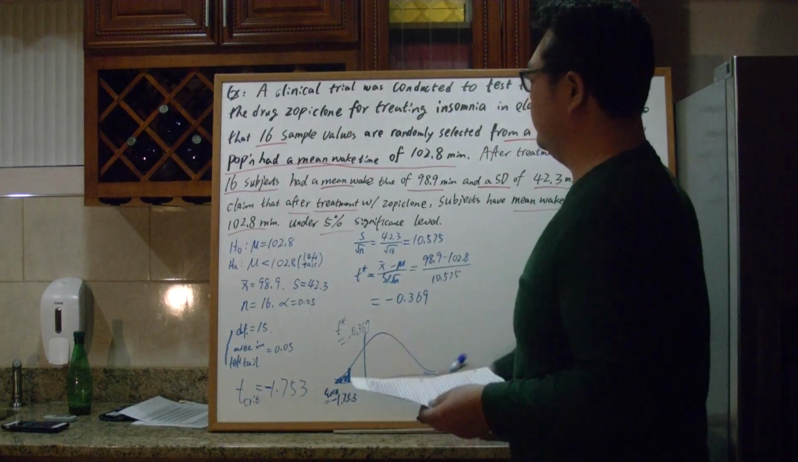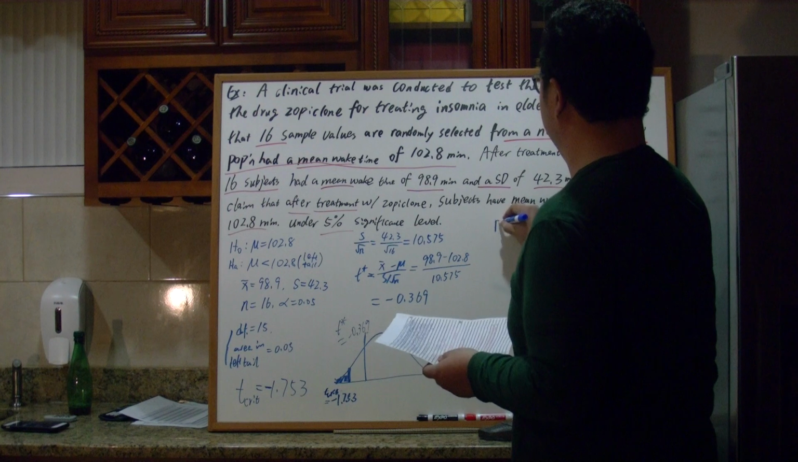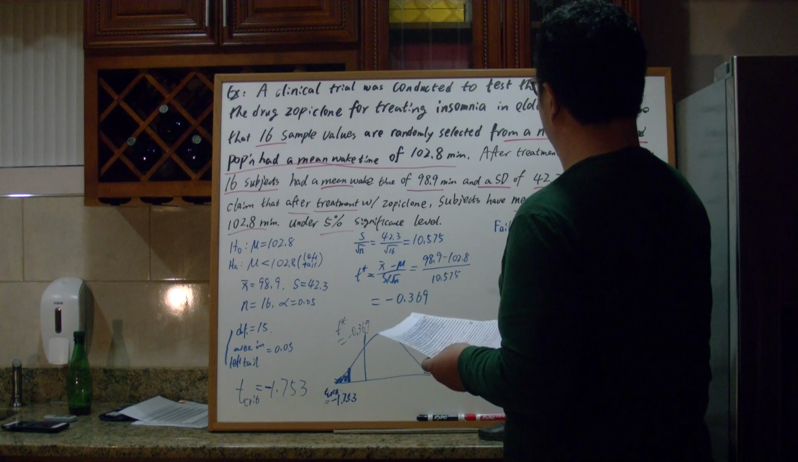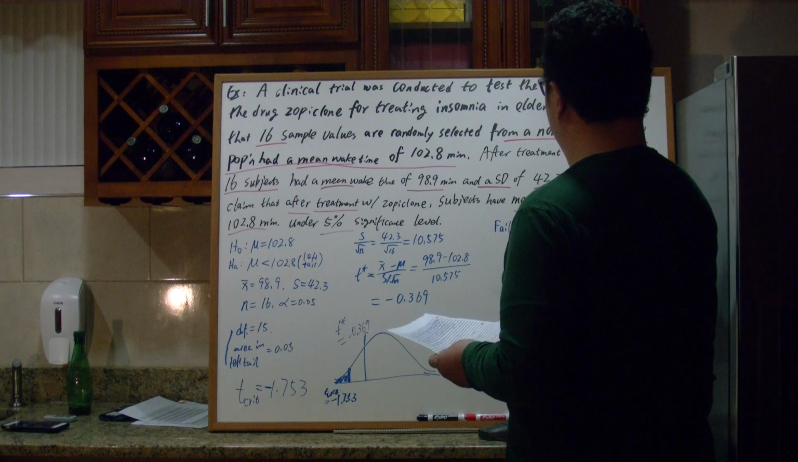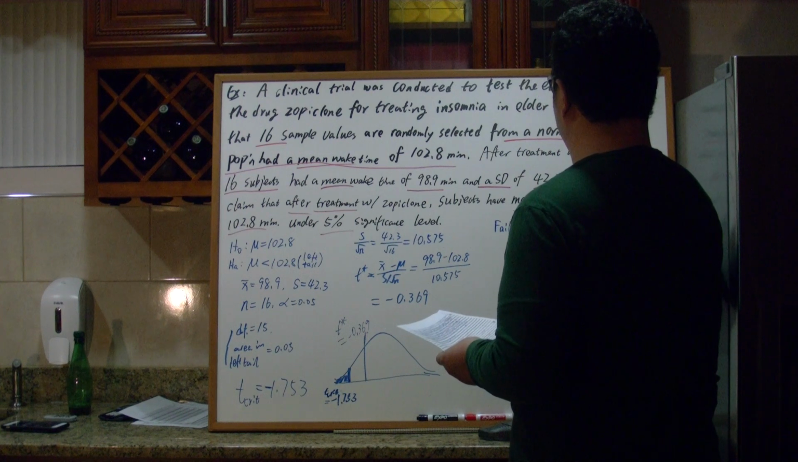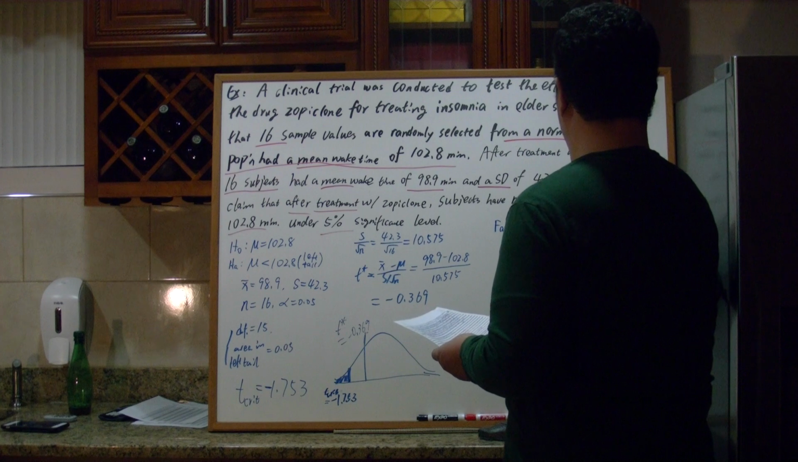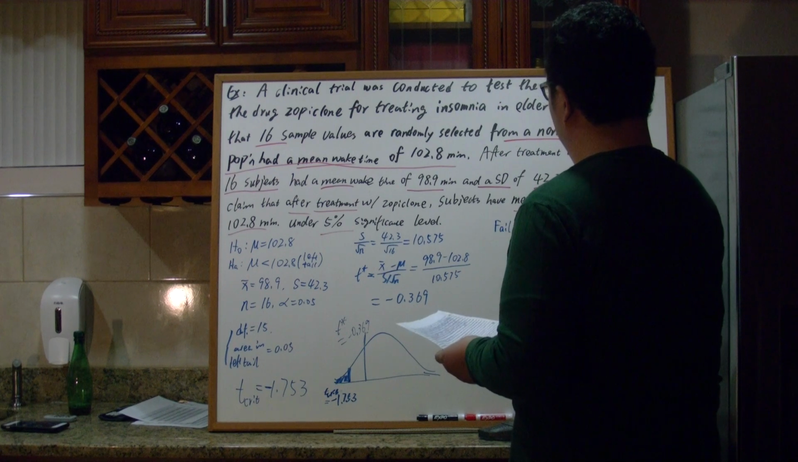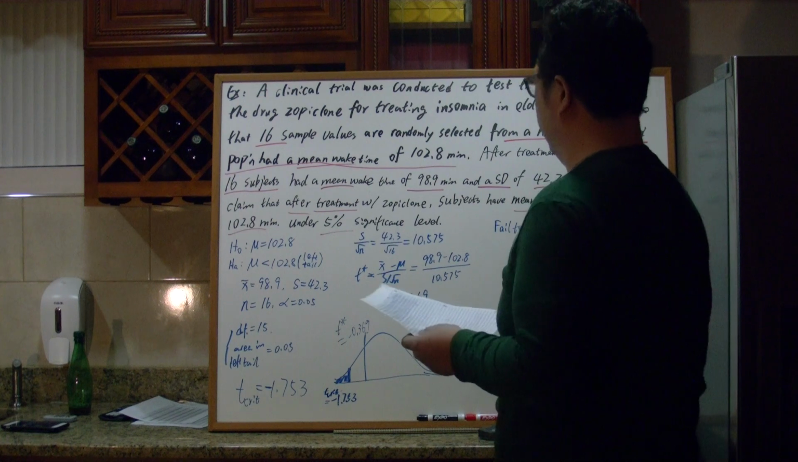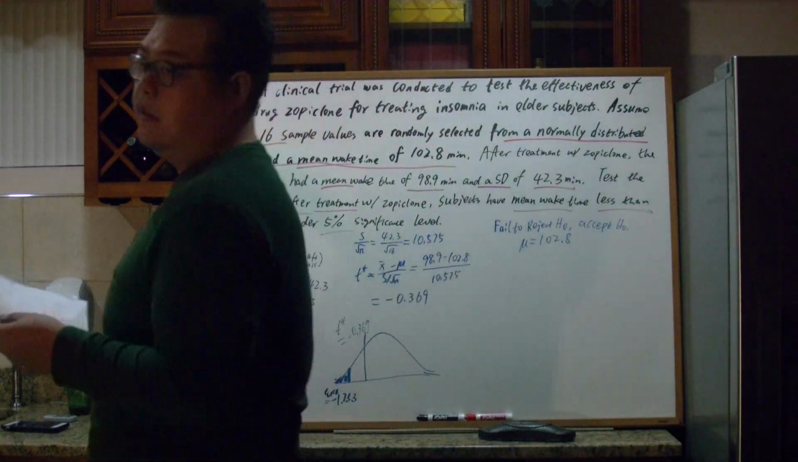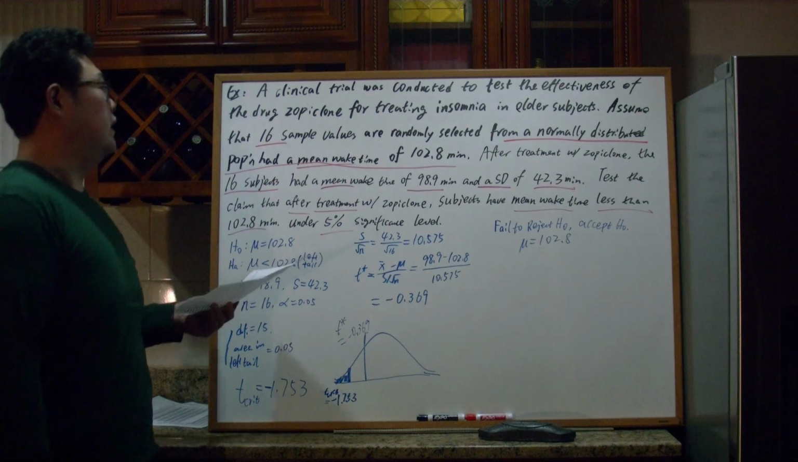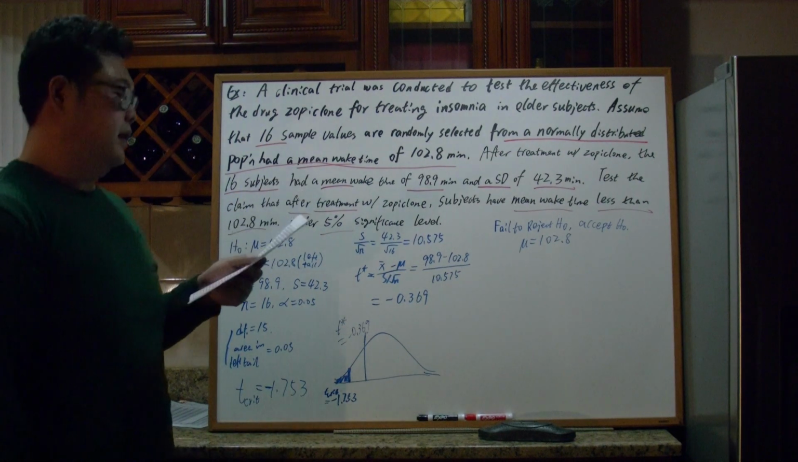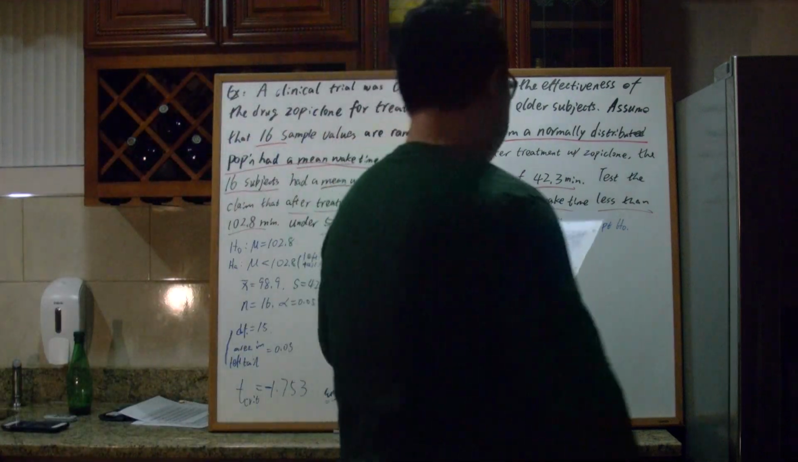When it is out of the rejection region, we are not able to reject the original hypothesis, so we accept the null hypothesis. The mean is still 102.8 minutes. That is the case where the medicine, the drug zopiclone, doesn't help the insomnia.